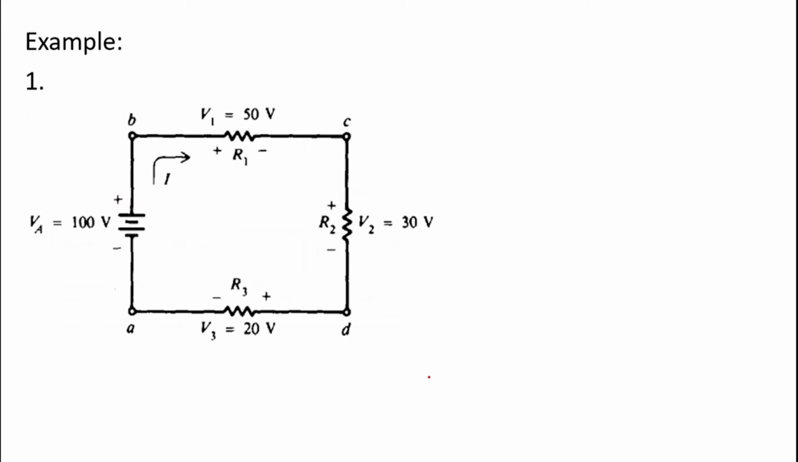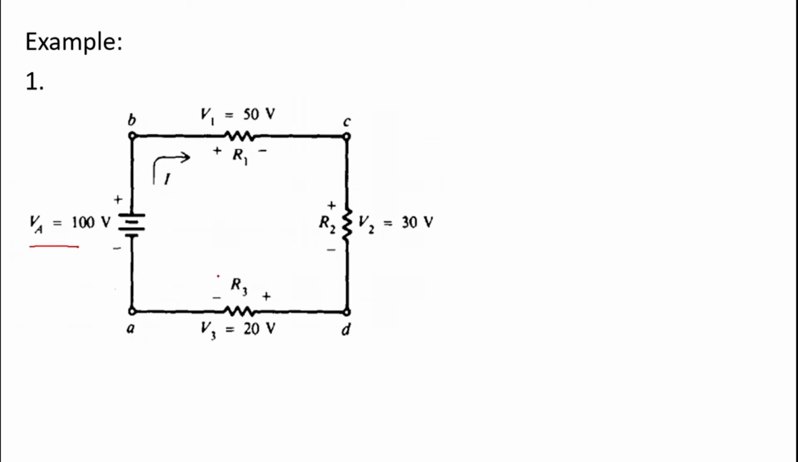Example number 1 for the KVL. We have the voltage applied equal to 100 volts. What is given here is not the resistance values but the voltage drop across each component: V1 is 50 volts, V2 across R2 is 30 volts, and R3 is 20 volts.